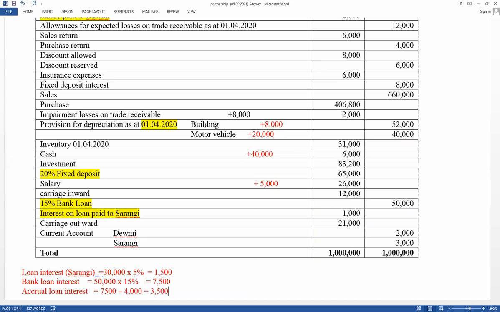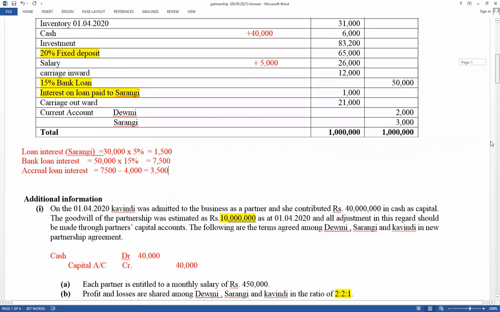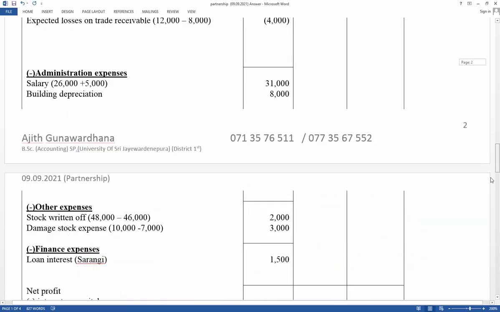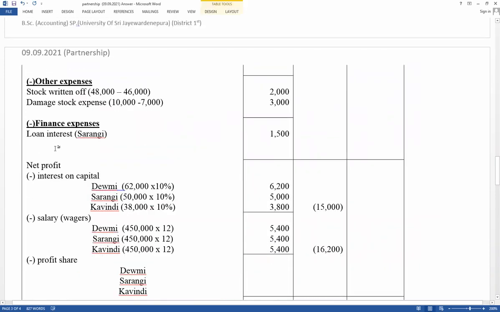That is interest paid in cash. Therefore, accrual interest equal 3,500. Loan interest expense equal 7,500. Record it. Therefore, loan interest under finance expense, bank loan interest based on accrual concepts value equal 7,500.